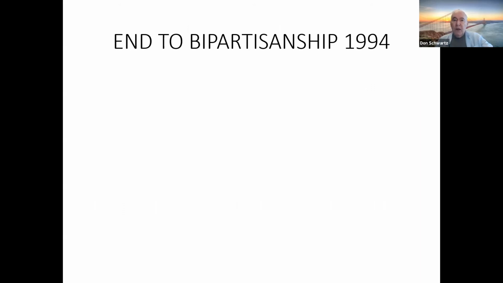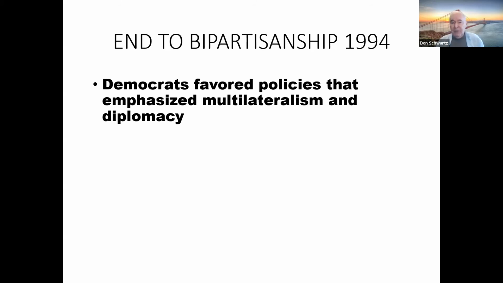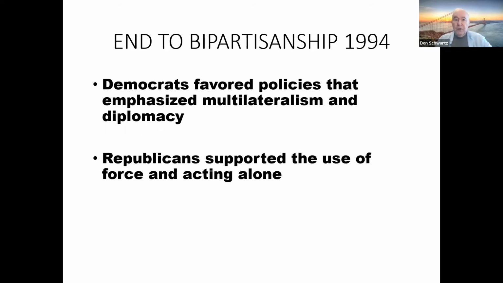But within the US, bipartisan support for liberal internationalism began to unravel in 1994, when in the midterm elections of that year, Republicans took both houses of Congress. Because the Soviet threat had been eliminated by 1994, Democrats and Republicans no longer felt they needed to work together on foreign policy issues. And as a result, both parties reverted to positions that they took in the years just prior to World War II. Democrats favored policies that emphasized multilateralism, working with other countries, and policies that emphasized diplomacy rather than the use of force, while Republicans supported the use of force rather than diplomacy and wanted the United States to act alone rather than multilaterally.